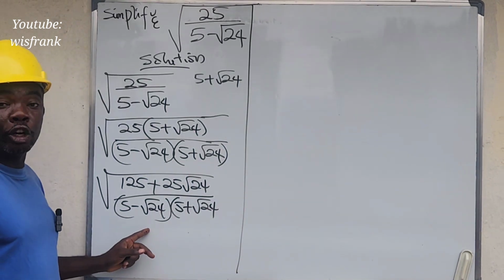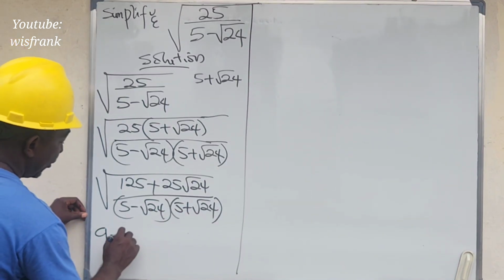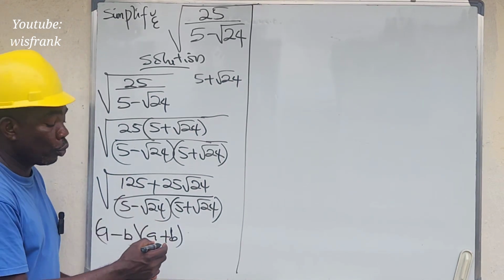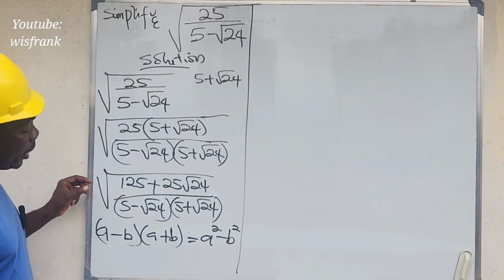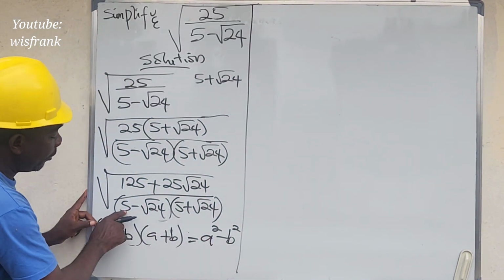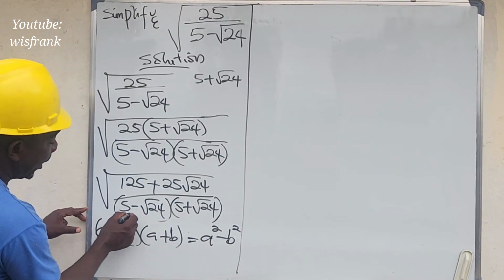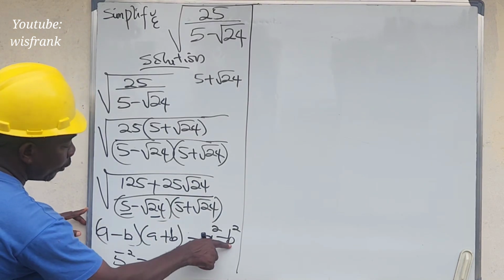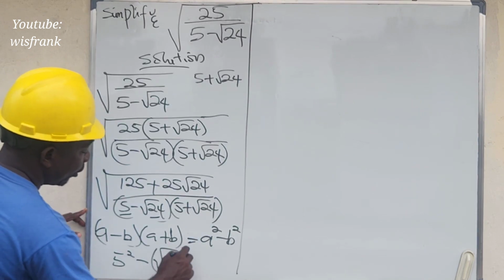You can see from the denominator, it is in the form of a minus b into a plus b. This is the solution of difference of two squares, which is a to the power of 2 minus b to the power of 2. So here we have this in this form. So we are going to represent this in this form. Having the denominator in this form will give us, because this is our a and this is our b, 5 to the power of 2 minus b to the power of 2, which will be square root of 24 all to the power of 2.